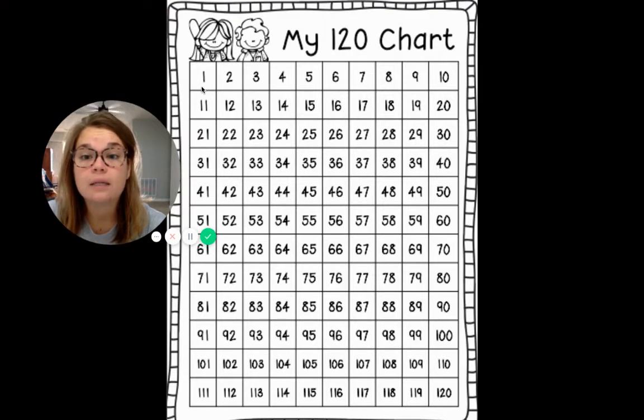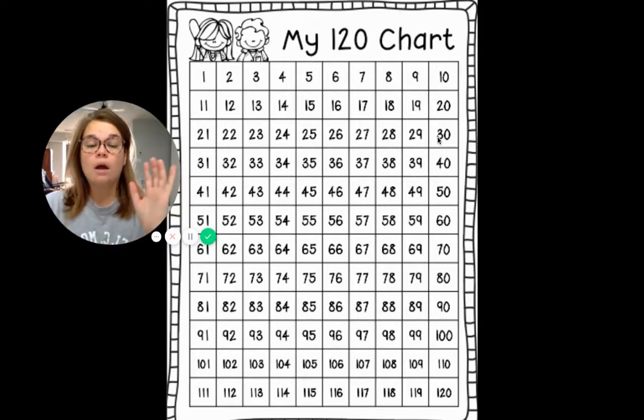So 1, 2, 3, 4, 5, 6, 7, 8, 9, 10, 11, 12, 13, 14, 15, 16, 17, 18, 19, 20, 21, 22, 23, 24, 25, 26, 27, 28, 29, 30. Okay, let's take a break. Deep breath and we'll keep going.